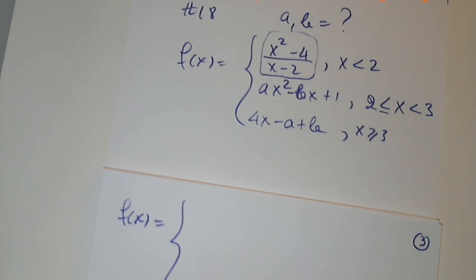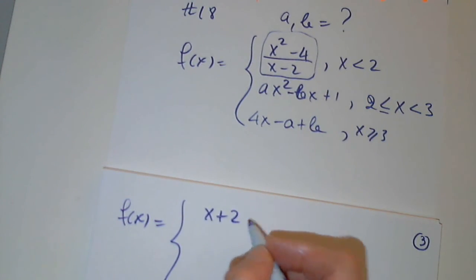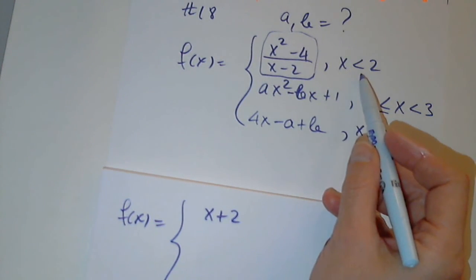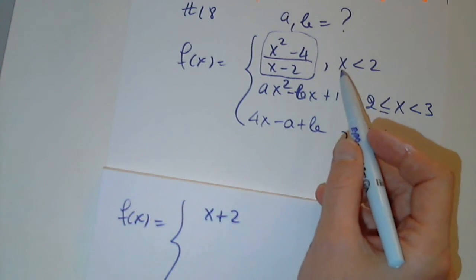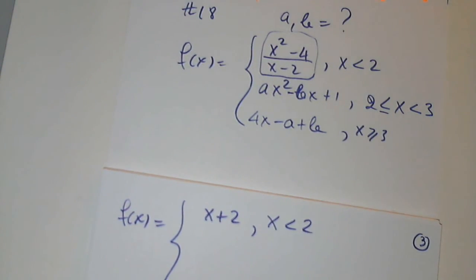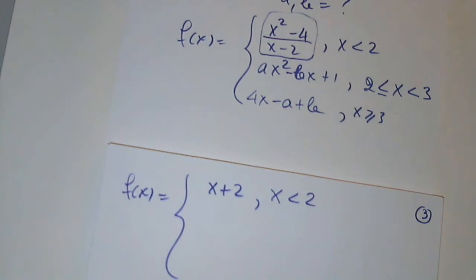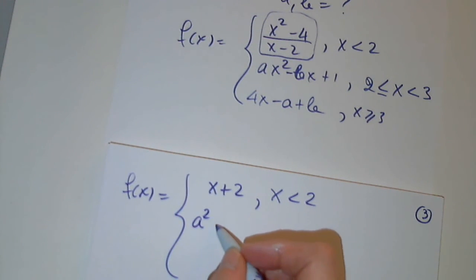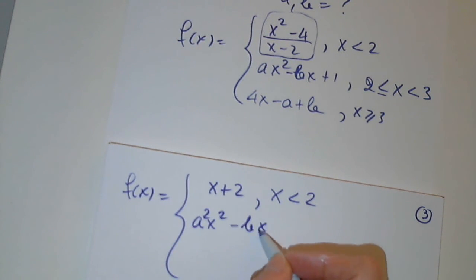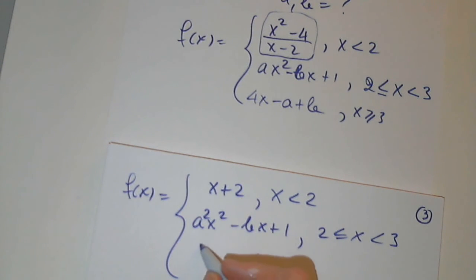Pull out x minus 2. Okay, x minus 2 over x minus 2, so I have an x plus 2. Do I have to write that x is not equal to 2? No, because x is not equal to 2 in here. So the first branch really simplifies to x plus 2. The second one, I just copy, ax squared minus bx plus 1. The last one I just copy.